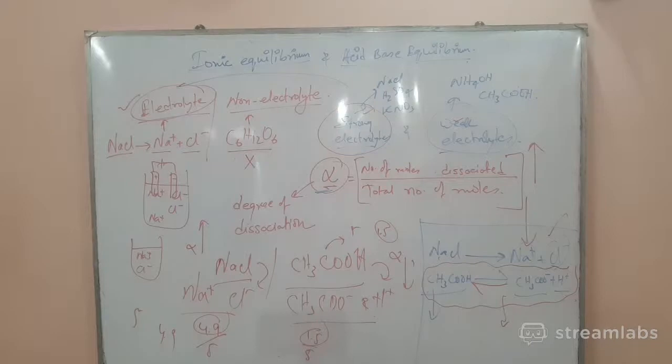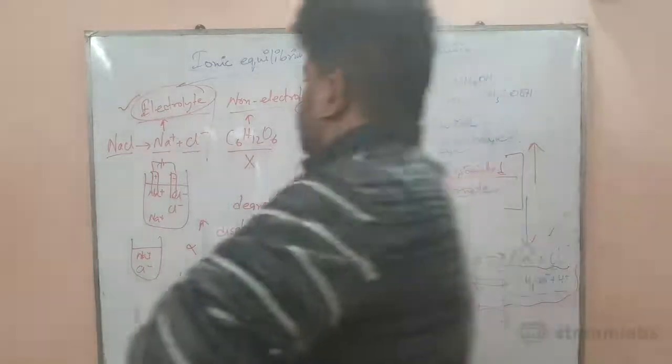Now, moving forward with our discussion. Suppose you say that they are going into equilibrium, then how should you write it down?